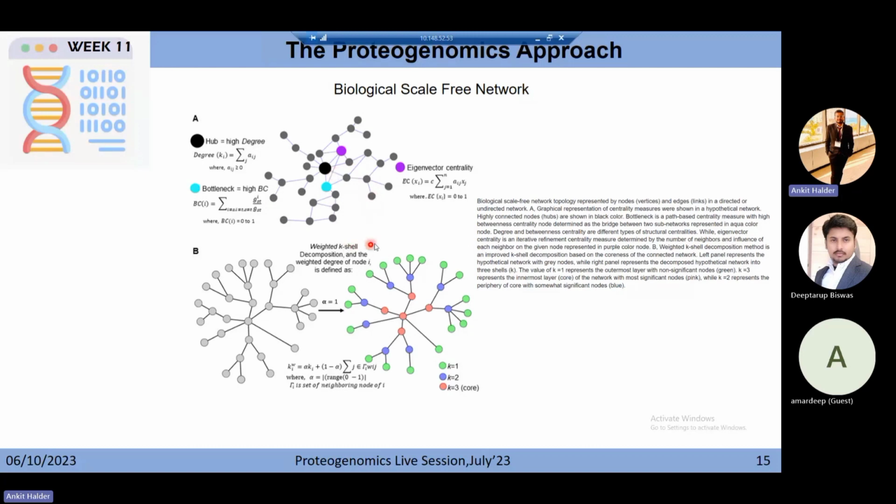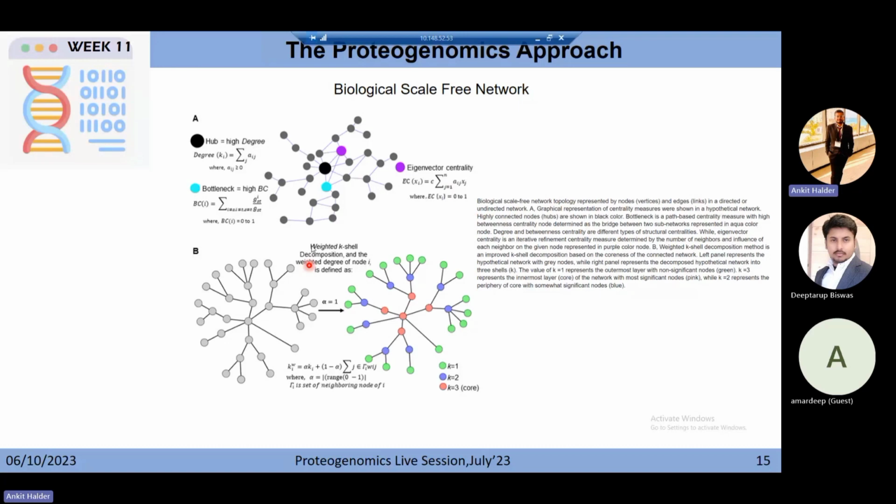So this is the weighted K-shell decomposition and the weighted degree of the node i. To find out whether it is in the central or is in the node, you need to find out the weighted degree, in a range of 0 to 1. So here what they have mentioned is that biological scale-free network topology is represented by nodes, vertices, edges, links in a directed or undirected network. A graphical representation of centrality measures is shown in a hypothetical network. Highly connected nodes, hubs, are shown in black color.